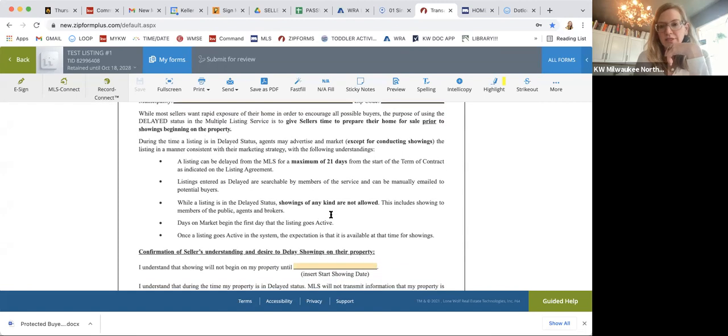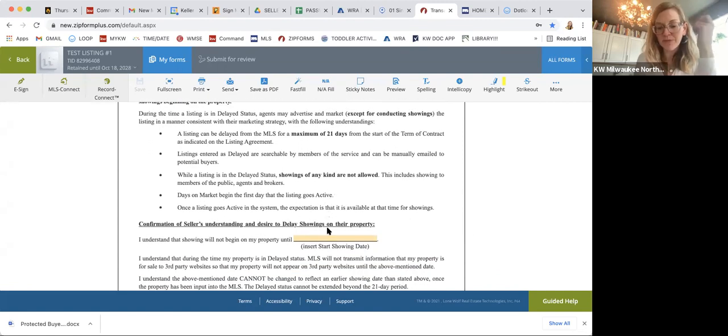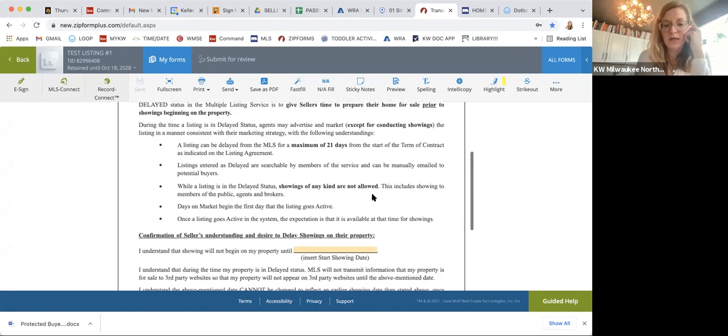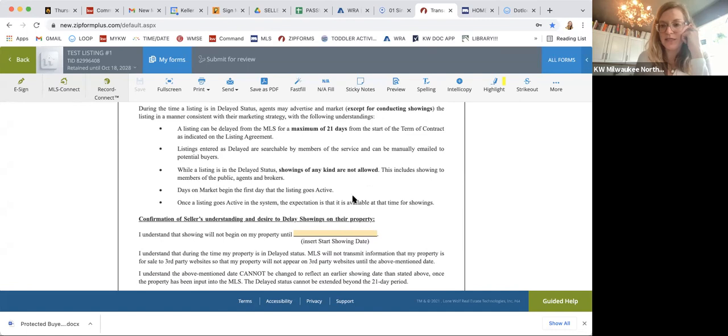So, again, some direction to the seller. Listing can be delayed from MLS for a maximum of 21 days from the start of the term of the contract as indicated on a listing agreement. Listings entered as delayed are searchable by members of the service and can be manually emailed to potential buyers. So the public is not seeing this. It is in MLS as delayed. And I can email out a link to my co-broke agents and have them share that with their buyers to let them know that it's coming, so that they can coordinate when to show it. But again, it's not on any websites, of course.